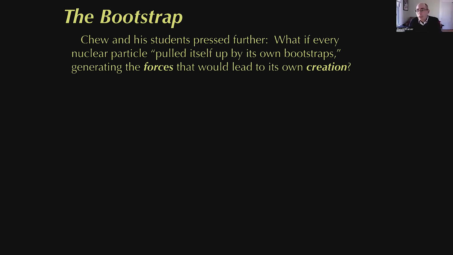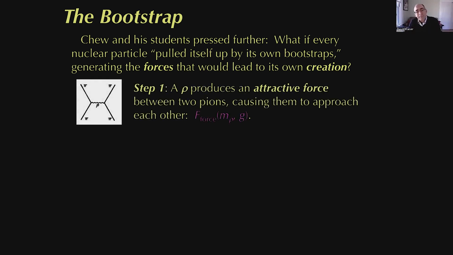So what if every particle like that rho meson would generate the forces that would give rise to its own production? That's pretty cool. Could there be one unique self-consistent solution to all these equations? Going back to those rotated diagrams, in this example, you have some quantitative expression for the force that this rho meson exerts, an attractive force between these pi mesons.